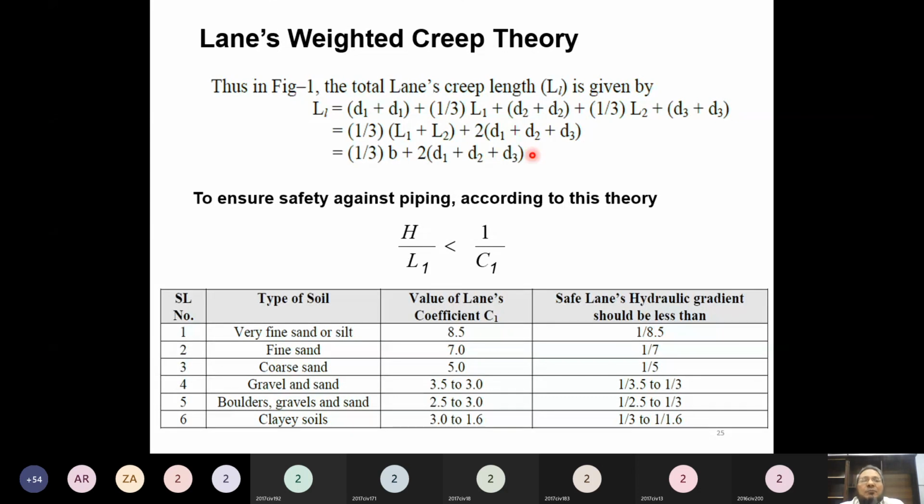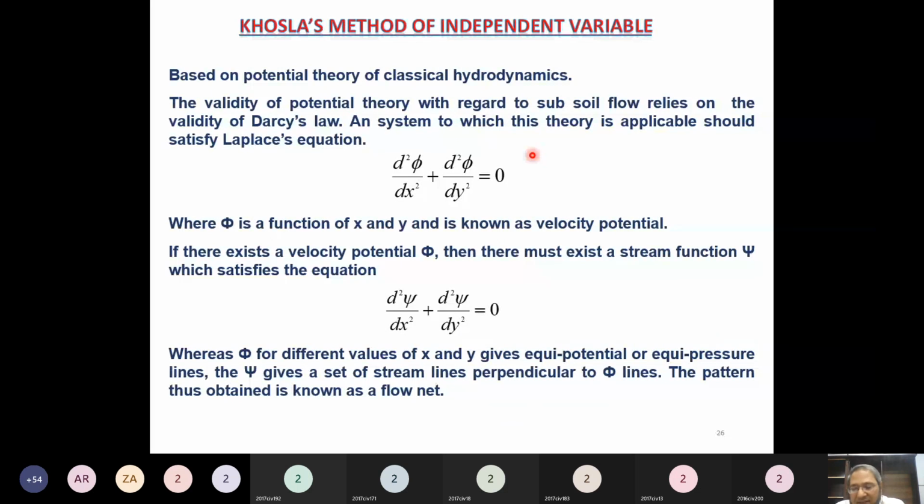Anyway, this is all about Bligh's theory and Lane's theory, and we want to stop here. Next time we would like to start the Khosla theory, which is the widely used theory nowadays for the design of barrages. One thing to keep in mind here: Bligh's and Lane's theories have become obsolete and are not being used for the design of barrages. Okay?